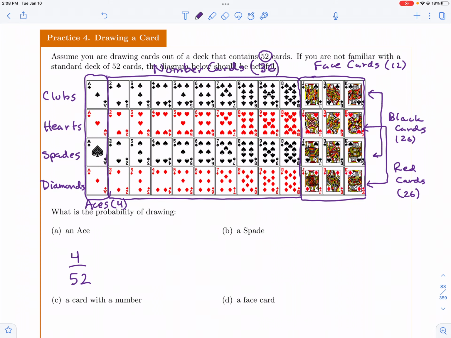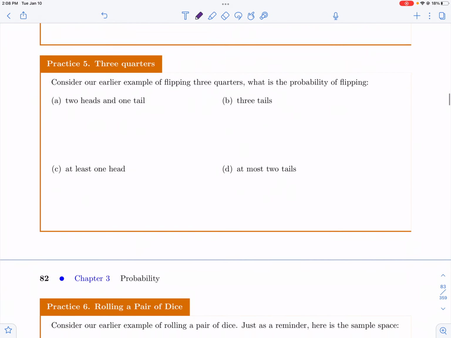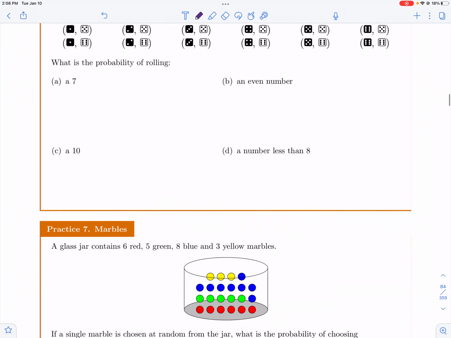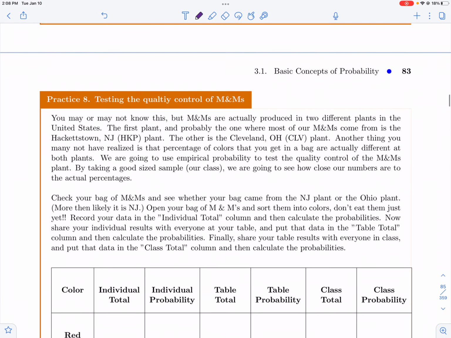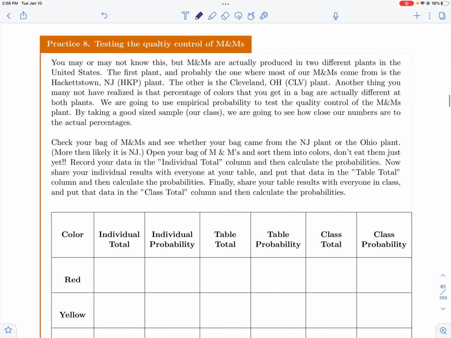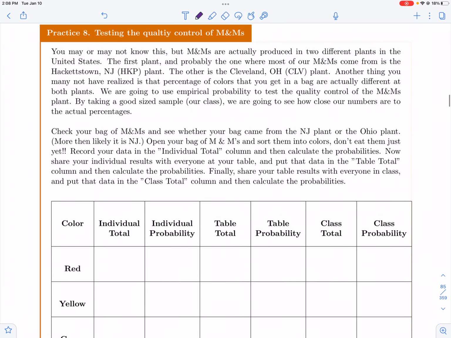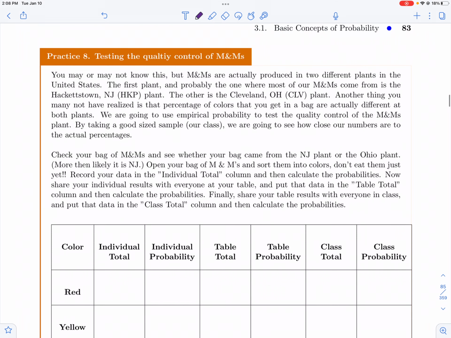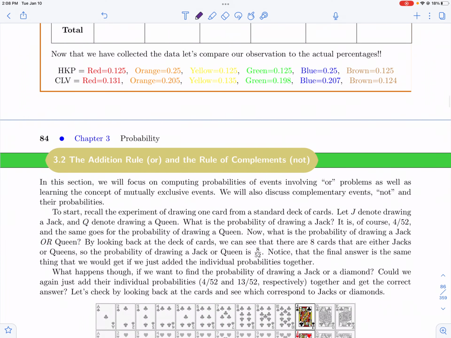All right, so if you have any questions about cards or probabilities or anything in general, just definitely send me a message. In the meantime, we'll work on practice 4, practice 5, practice 6, practice 7. Unfortunately, since we're not in class, normally we would do practice 8 in class where I'd bring in M&Ms and go through that one. So don't worry about practice 8. You can skip this one since we can't really do this as a group. And then we'll be ready to move on to 3.2 next.